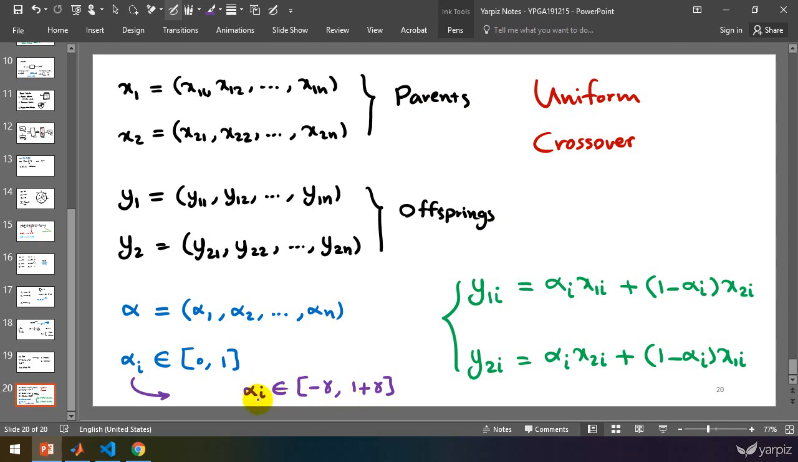You can use this to improve the crossover operation. It can be helpful. However, gamma must be a small number. Remember that. For example, 0.1, or 1/10. Okay, this is the uniform crossover in the continuous domain.